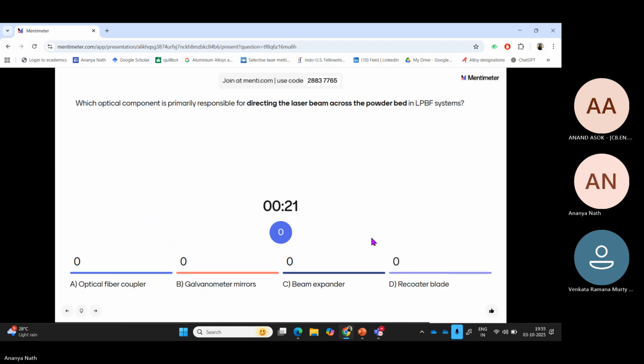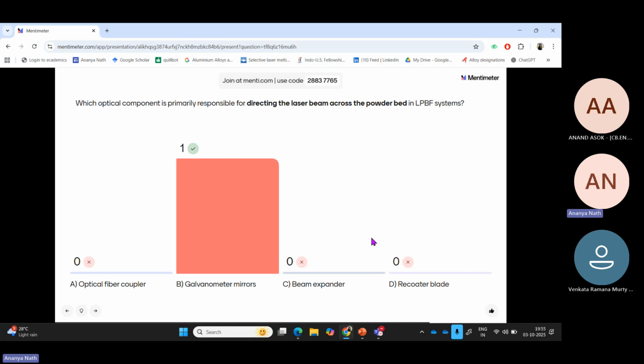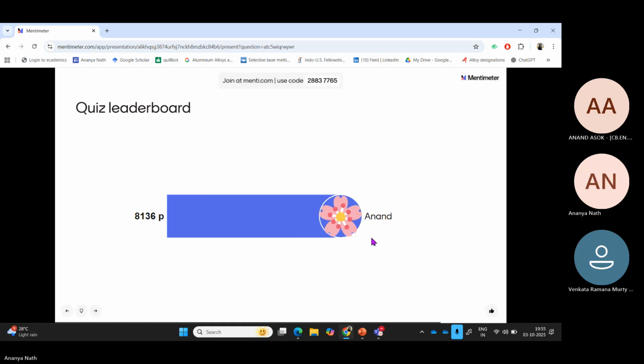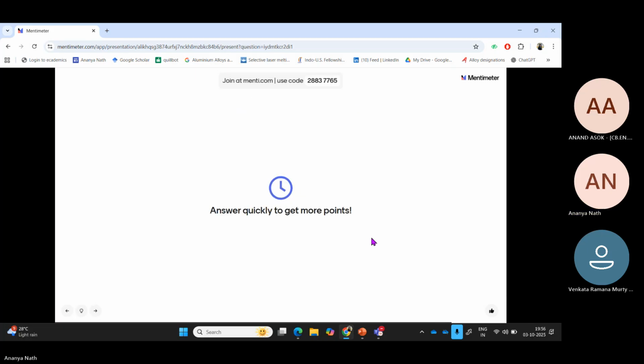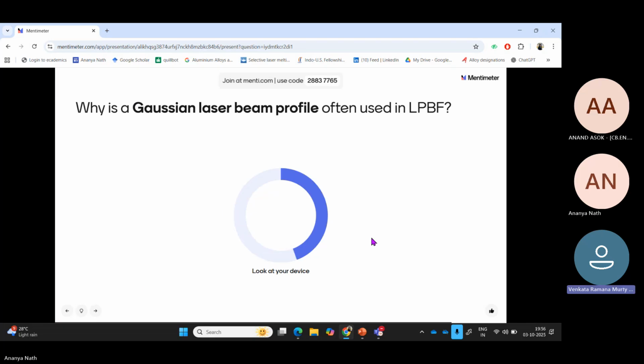Directing the laser beam. Power. Is it? It's a galvanometer. Directing the laser beam across the powder bed is done by galvanometer mirrors. Question 18. Gaussian laser beam.